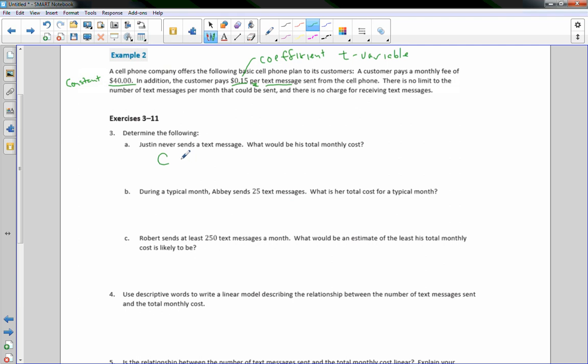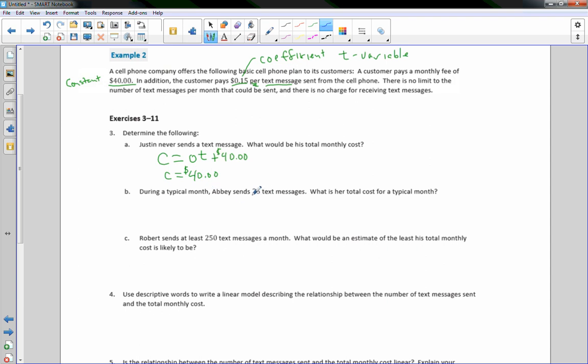So I'll use C for cost equals zero T, zero texts, plus that $40 monthly fee. Well, zero times T is zero. Zero plus 40 is $40. Okay, so notice I wrote a formula, substituted in the givens, and solved.